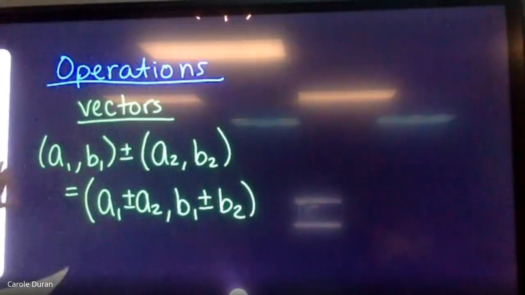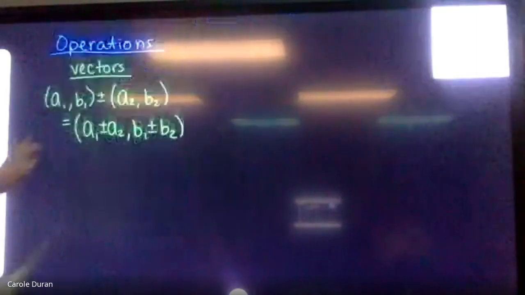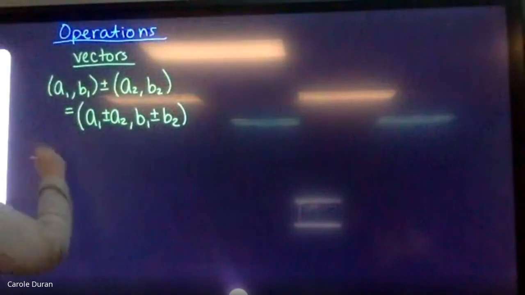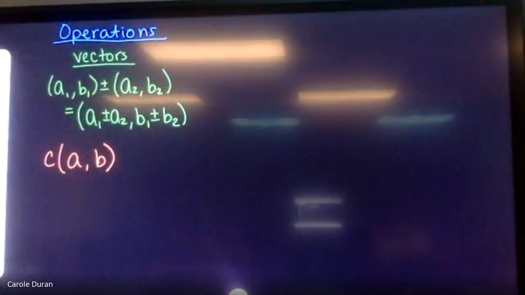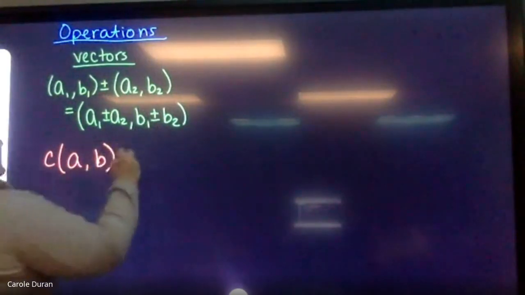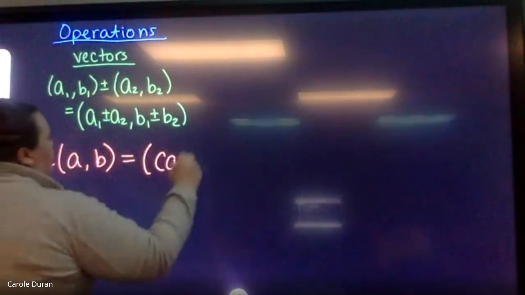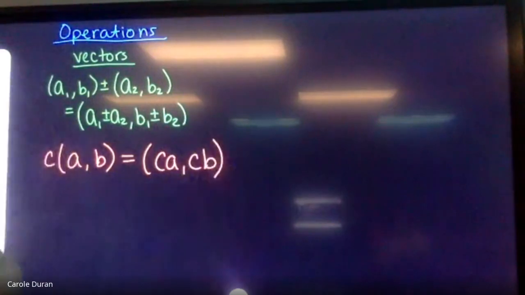We can also multiply a whole number into a vector. So for example, if I want to multiply c into vector (a, b), I just take c and multiply it into both parts of my vector individually, and then it creates my new vector. So you just distribute. Yes.